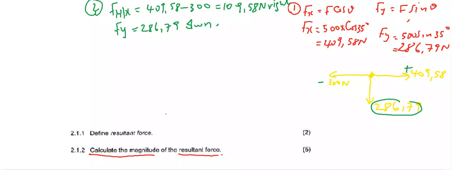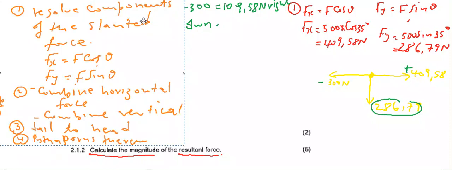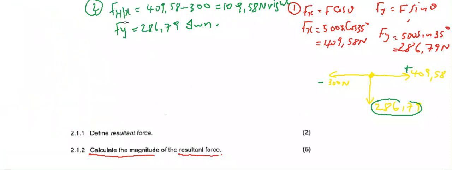Then siye ku-step number 3. Step number 3 othini? Step number 3, use tail to head method. Now let's draw tail to head method and see what will happen. Step number 3.